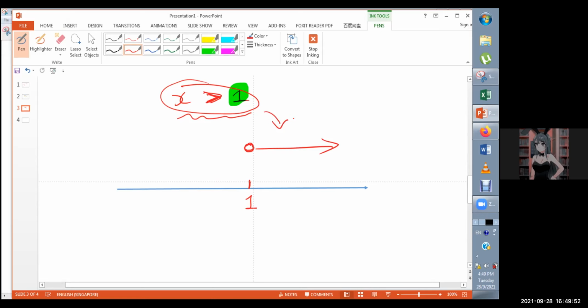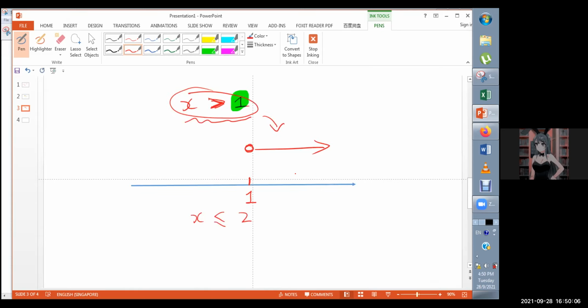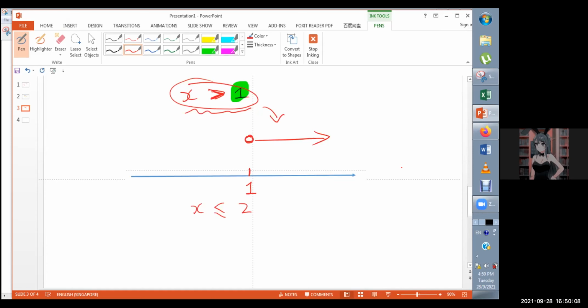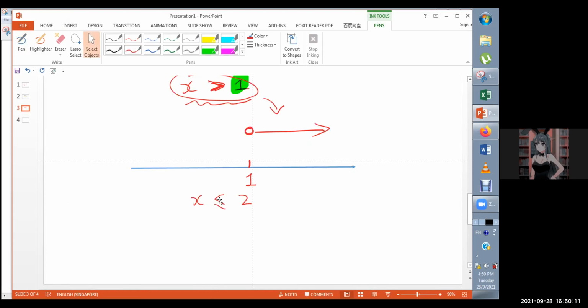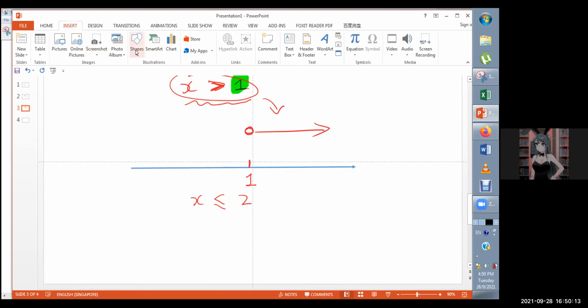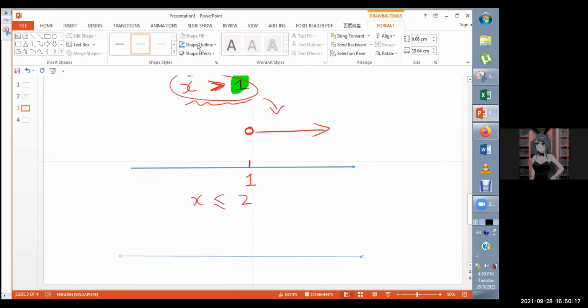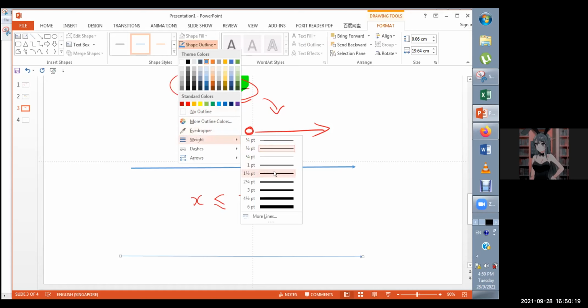Okay, so now let's do one more. What about x smaller or equal to 2? Let me continue. Later I will give you a chance to do it. So let's do x smaller than or equal to 2. The first thing you need to do is draw a number line. Use a ruler, draw a number line.